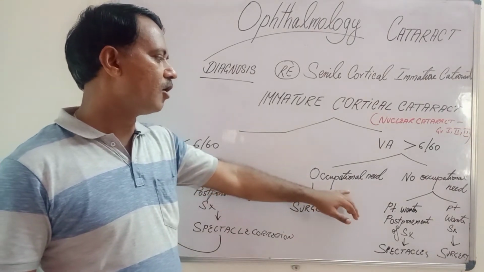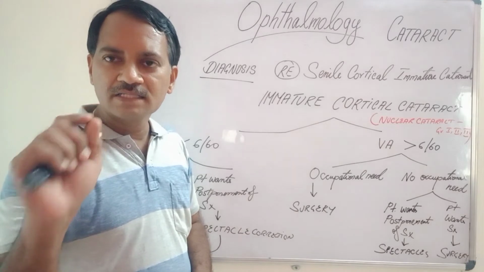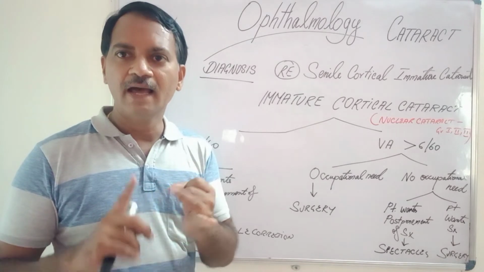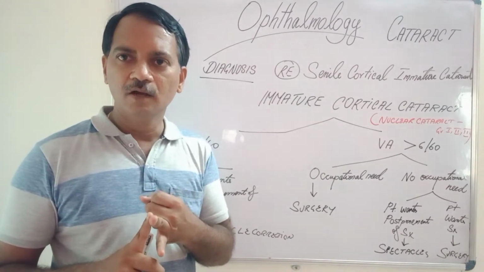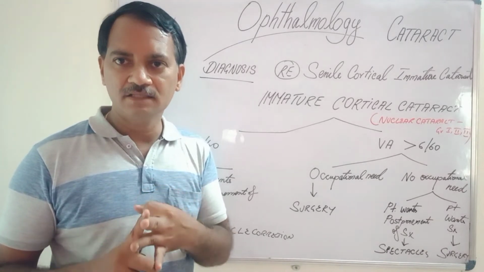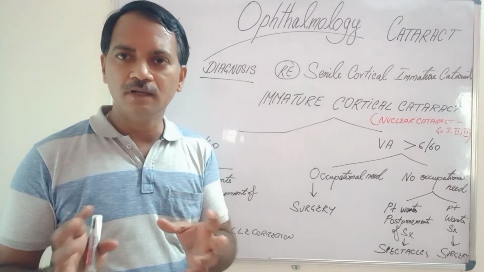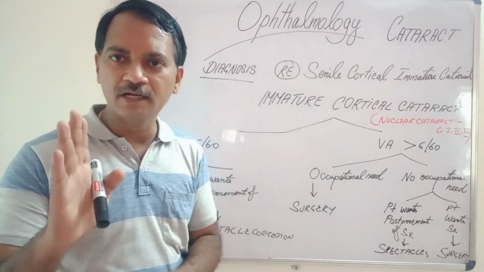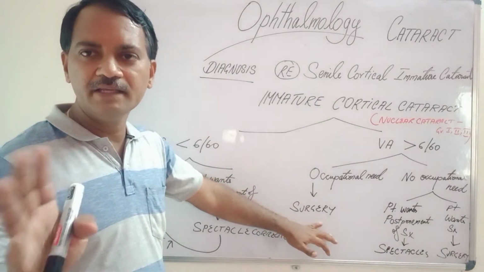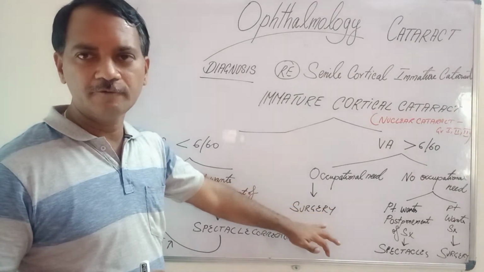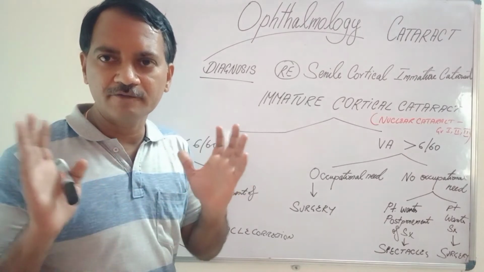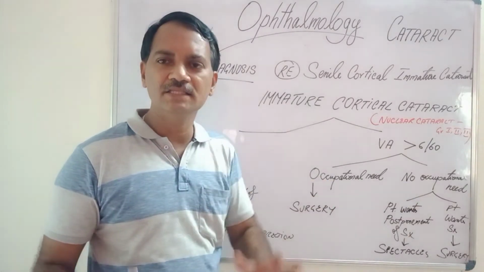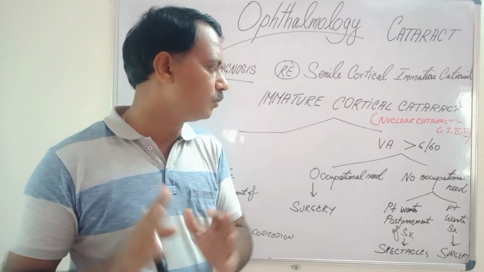Suppose a patient's occupation needs crystal clear vision, that is very good vision, like a police, an army personnel, a person who is doing work in the factories. So, those people who need very good vision to do their work, they need to undergo cataract surgery immediately, because if you don't do surgery for them, this immature cataract will affect their vision very much in doing their normal work. Suppose the patient does not have any such occupational needs, then what we should do?